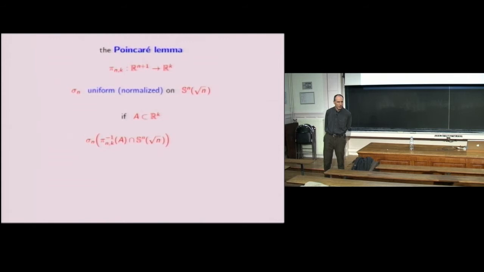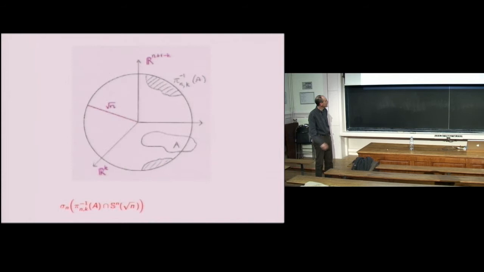So here is a not so nice picture. You start from a set A in R^k, you lift it to the sphere with radius square root of n, and then you compute the spherical measure of this great part. And the Poincaré lemma indicates that as the dimension goes to infinity, namely the dimension of the sphere together with its radius, this converges towards the Gaussian measure.